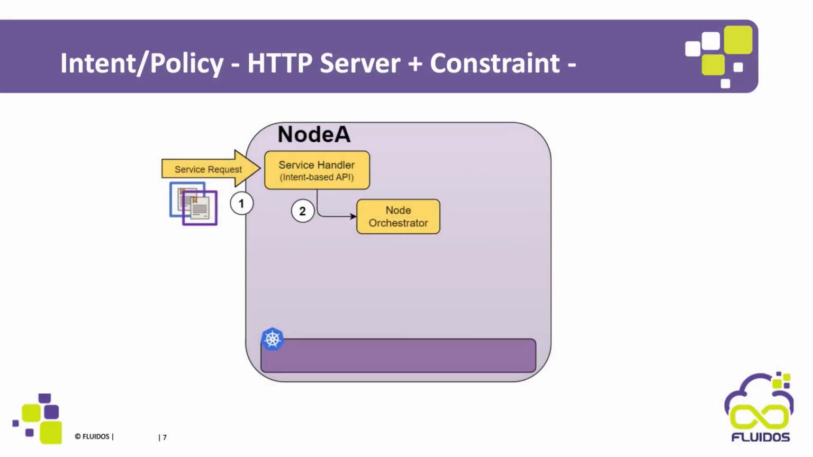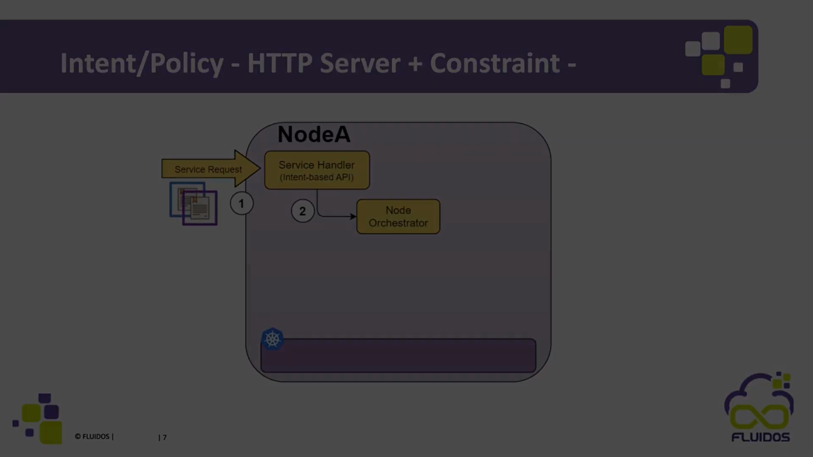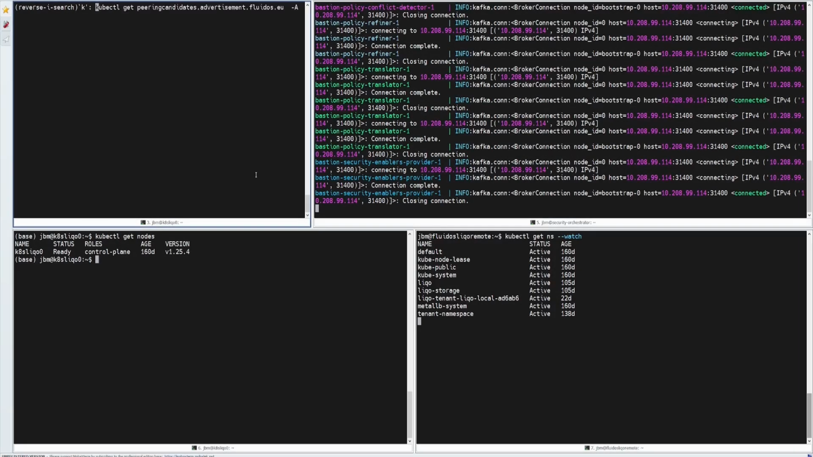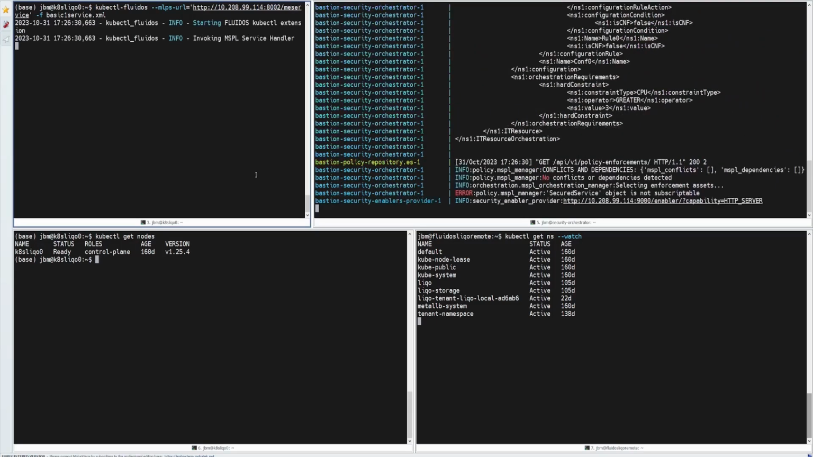Now the next step is to send the intent policy through the service handler, since it is the entry point of the system, and the service handler sends it to the node orchestrator, and the node orchestrator will be in charge of translating the policy in order to make it understandable for the system. Now, as we have said before, we send the policy using the service handler, and in the terminal on the top right, we can see how the node orchestrator has received the policy and started the orchestration process.